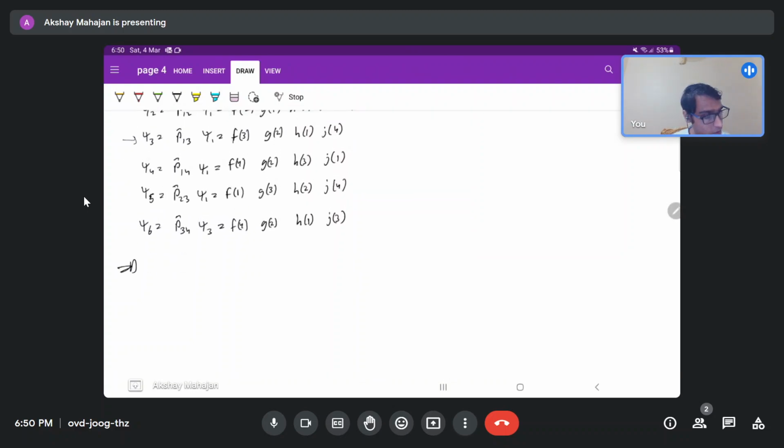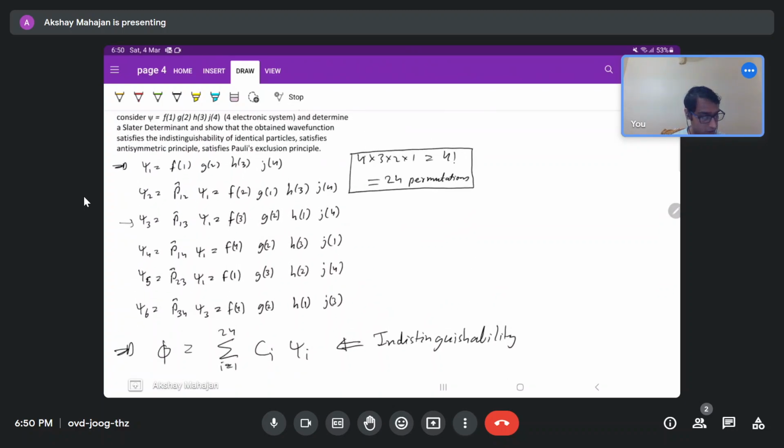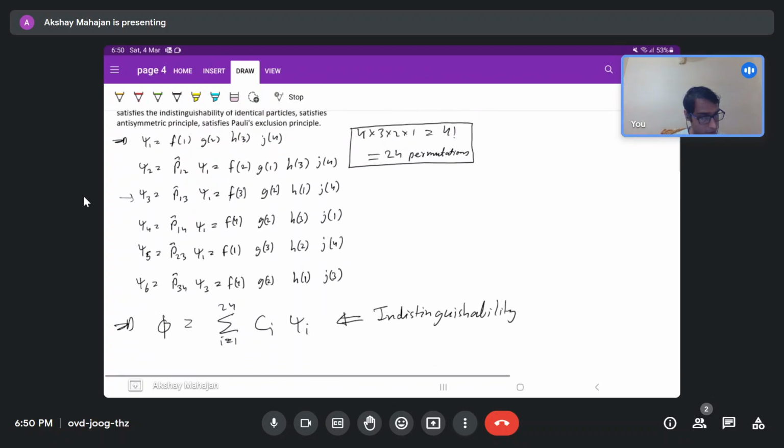All right. From here, as we have seen in the 3 electron system, our wave function phi will be some combination, summation over i equals 1 to 24 of Ci times psi i. So all the possible 24 combinations, we will take a summation, and that signifies our indistinguishability. So we are just doing everything we did for the 3 electron system, now seeing it from the 4 electron system, and it also helps us to understand this permutation, and how to operate the permutation operator on these wave functions.